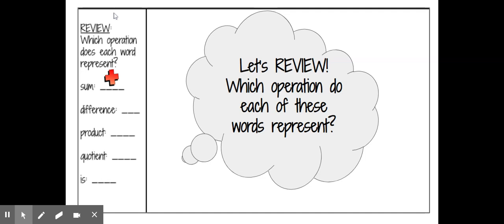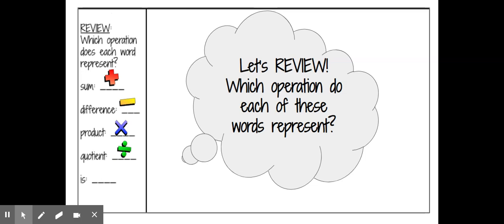What about the word difference? What operation does that word represent? Absolutely, subtraction. What about product? When you see the word product, what operation in math does that represent? Yes, multiplication. And that leaves quotient. What operation is left? Division.